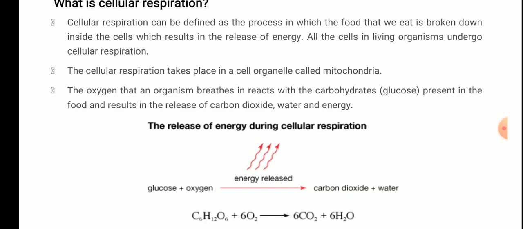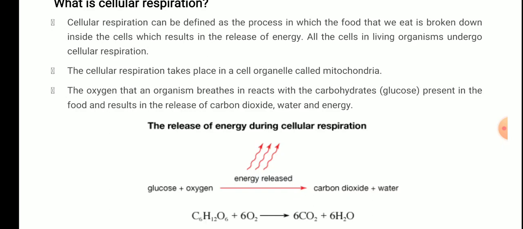Sometimes the question may be asked, what is the product of cellular respiration, or the respiration taking place at the cell level? So you need to know that the products are carbon dioxide, water, and energy. What are products? They are what is released, the final outcome of a particular process. And what are the reactants? They are what form the products. Reactants are glucose and oxygen.